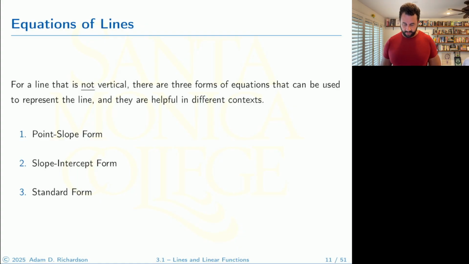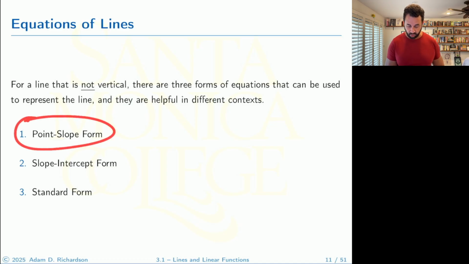Right. Okay, so now let's talk about some equations of lines. For a line that is not vertical, there are three important forms of the line that we can use to represent the line. Which one we use? Well, just depends on the context that you're working in. So don't feel compelled to use only one of these. Use the one that is the easiest to use given the context of your problem or your application.